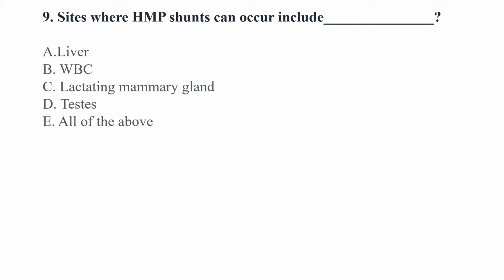Sites where HMP shunt can occur include: HMP stands for hexose monophosphate pathway. It is also called the pentose phosphate pathway. It occurs in all the areas: liver, WBCs, lactating mammary glands, testes. So the best answer is all of the above.